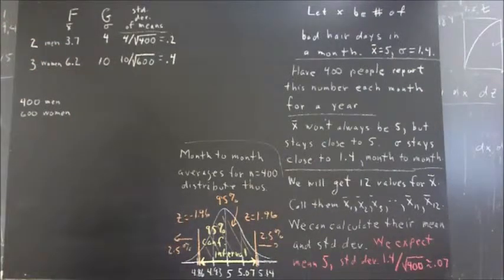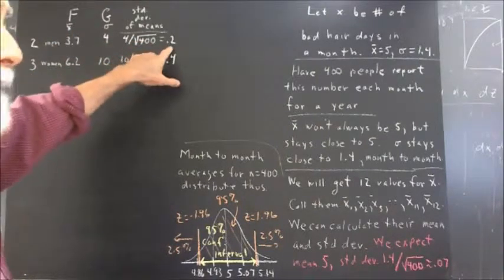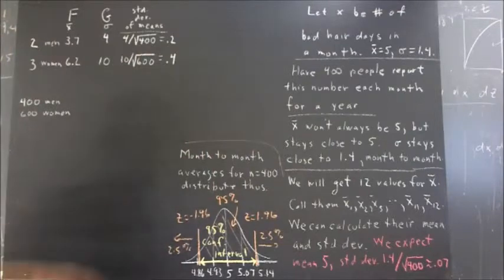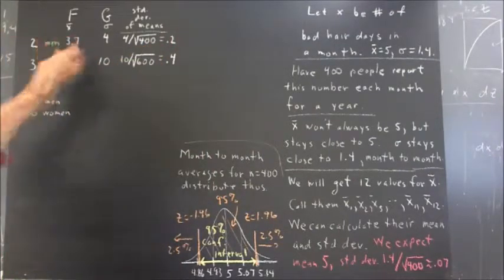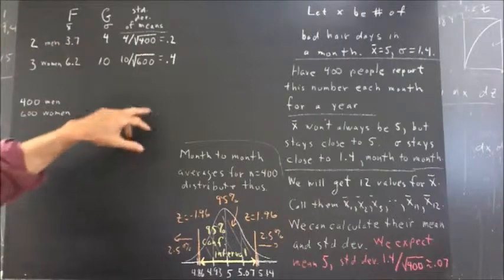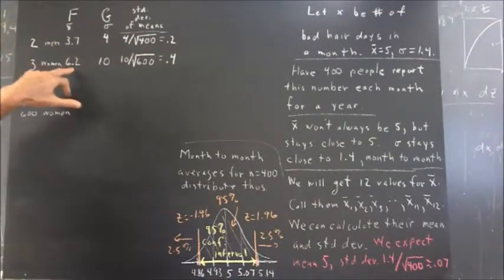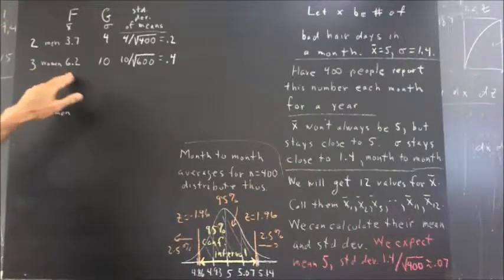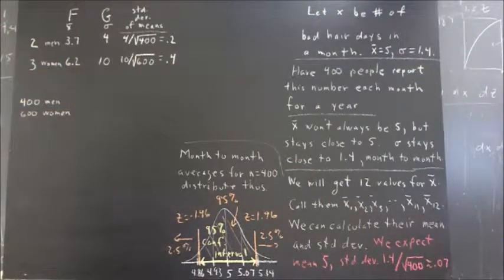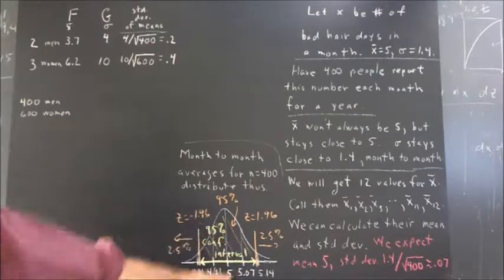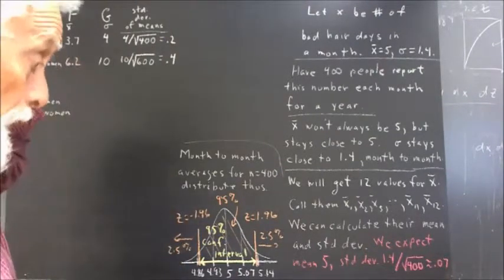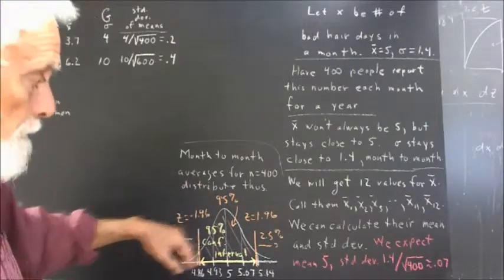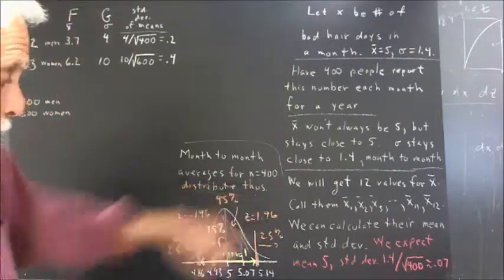So now this is a standard deviation we would expect for the mean. In other words, if we repeated this experiment and asked the men again to report the number of bad hair days in a different month, they would tend to have a standard deviation of 0.2 in their month-to-month results. So this is a measure of how much flexibility there is in this 3.7, and this is a measure of how much uncertainty there is in that 6.2. Well, now, just as we did down here, we can calculate a lower confidence interval and an upper confidence interval, because that's actually what we have here.